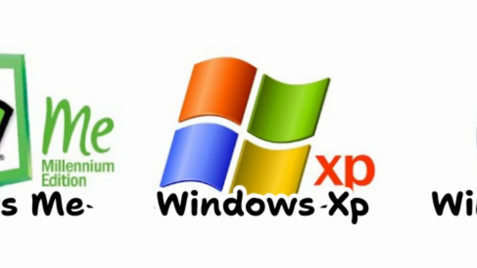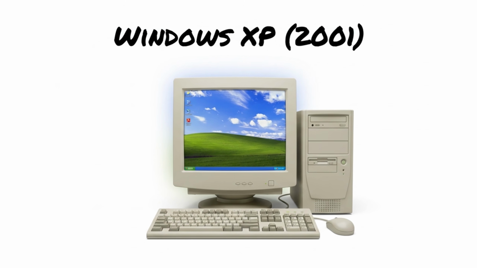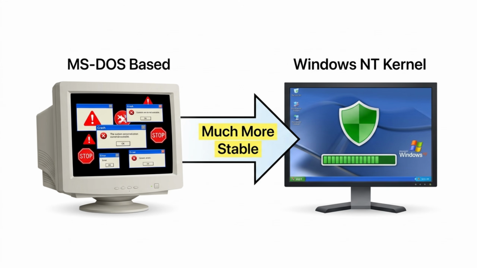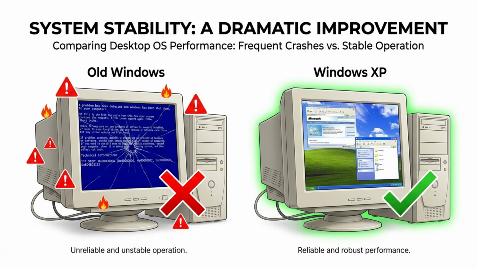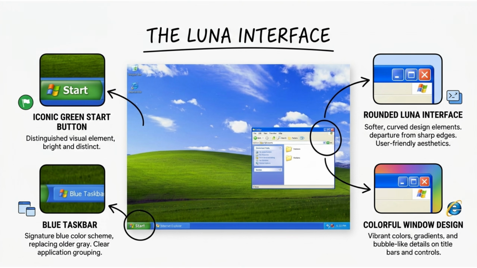Number 7. Windows XP, 2001. Then came the savior. Windows XP dropped in 2001 and immediately became legend. Why? First, it finally ditched the ancient MS-DOS foundation for the Windows NT kernel. That means way more stability. No more random crashes when you breathed on a keyboard. The interface got a colorful, friendly makeover. The famous green start button and blue taskbar.